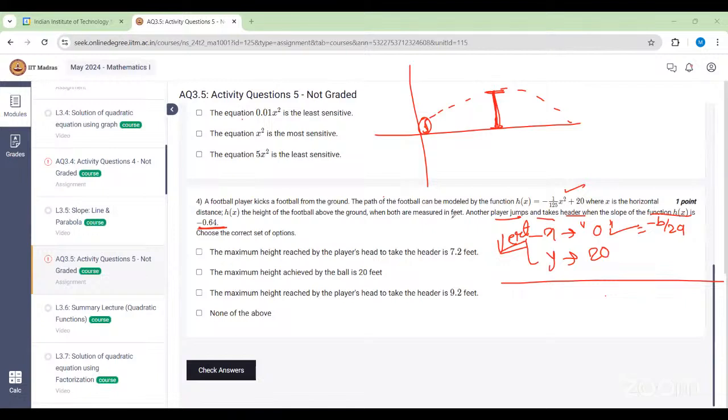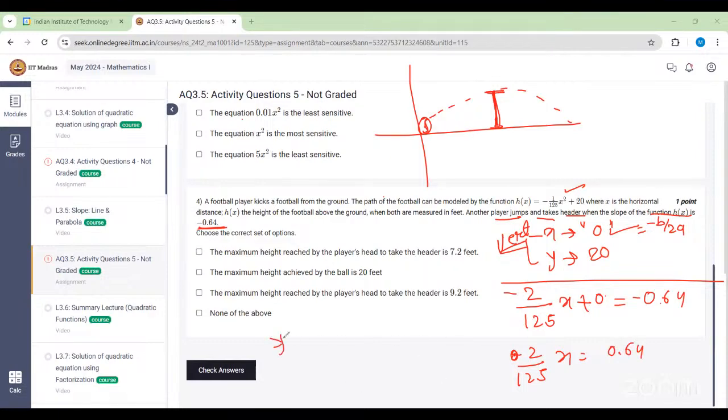So now another player jumps and takes a header when the slope of this function is this. So what is the slope of the function at any x? Here the slope is minus 2 by 125 of x plus 0 because b is 0. Again, I am using the formula 2ax plus b. Here the value of a is minus 1 by 125. So minus 2 by 125 x equals minus 0.64. So I can say that it is 0.64.